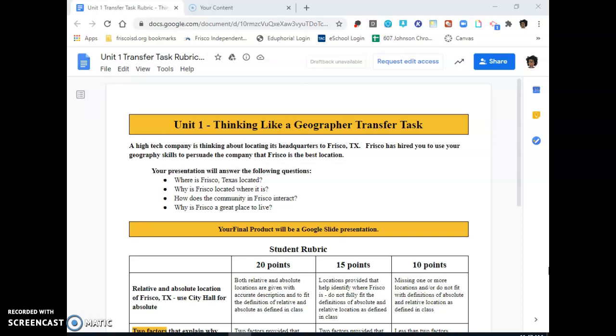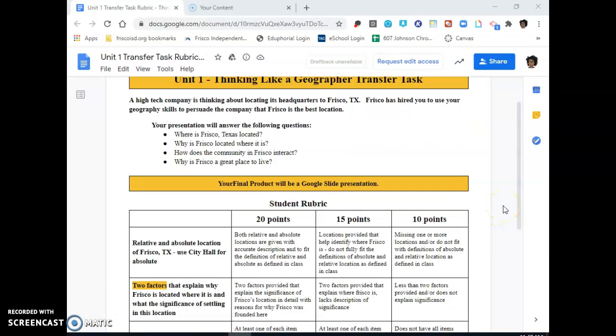Where is Frisco located? Why is it located where it is? How does the community in Frisco interact? And then why is it such a great place to live? You're going to be creating a Google Slide presentation, and you'll find a lot of this information in your interactive notebook, which we have been working on over the past couple of weeks, including the Visit History Frisco discussion, 5 themes of geography, absolute and relative location. All of that is going to help you with this.